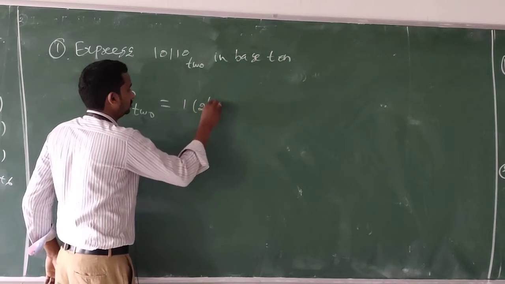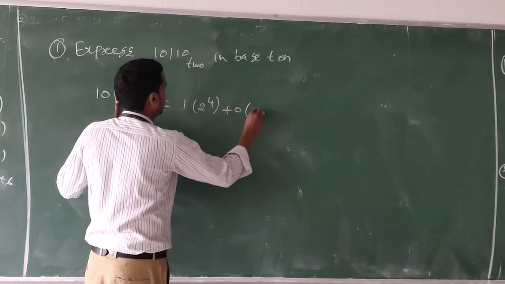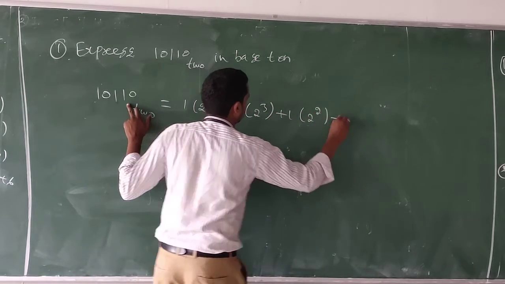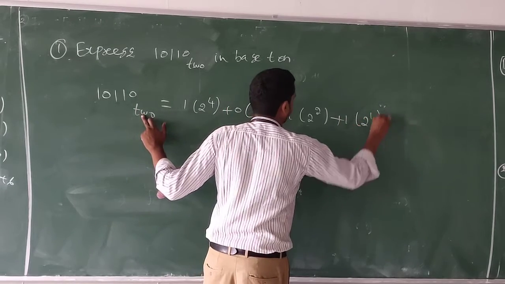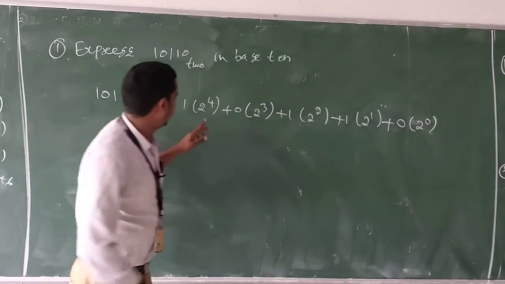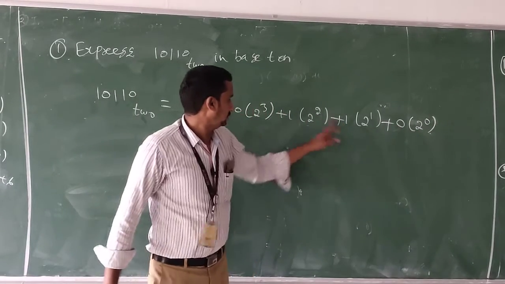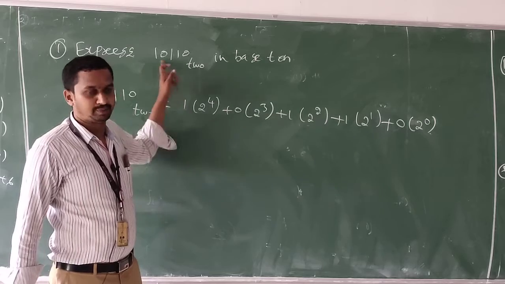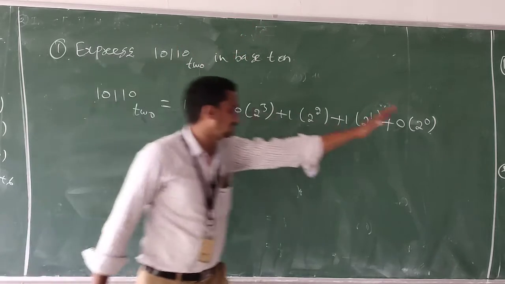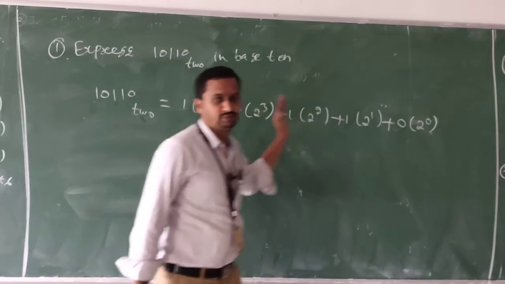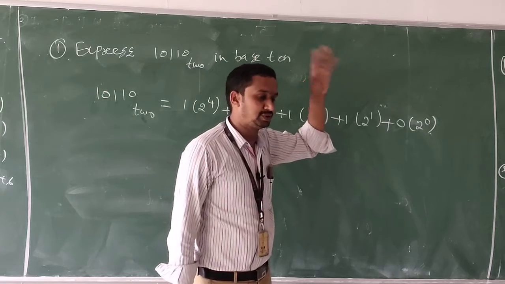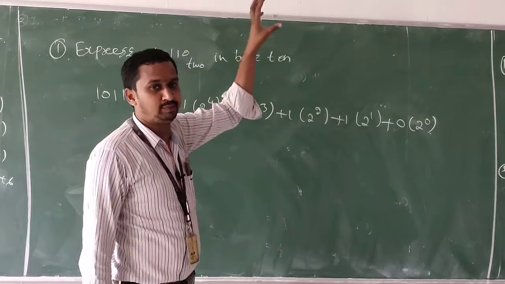So 1 into 2 power 4, again 0 into 2 cube plus 1 into 2 square plus 1 into 2 power 1, the last term 0 into 2 power 0. See the terms 1, 0, 1, 1, 0. The base will be 2. Your power is counted starting from the last digit: 0, 1, 2, 3, 4, etc. However many elements the problem has, that many powers are used. Suppose the 10th term is multiplied, the power will be 10.